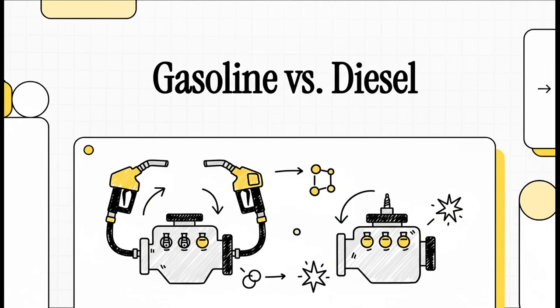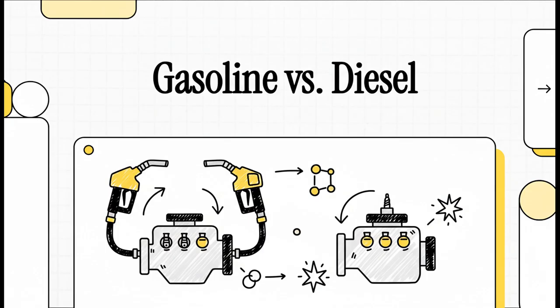You know, we've all been there. You pull up to the gas station and you see the two different handles. We all know you can't put diesel in a gasoline car or the other way around. But why? What's actually happening deep inside those engines that makes them so fundamentally different? Well, today, we're going to get under the hood and find out what's really going on.